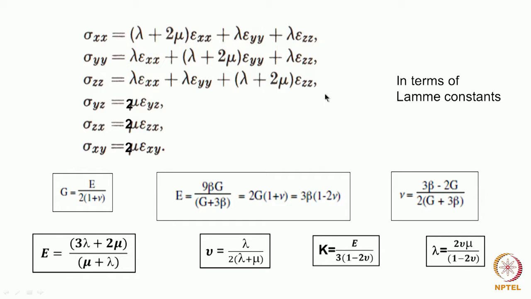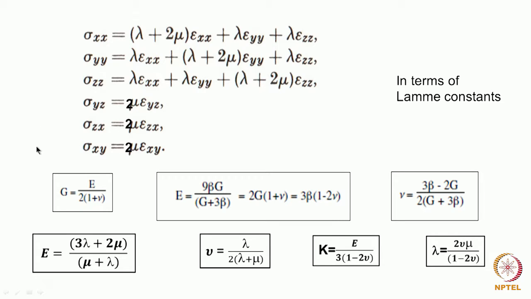Now we can see that sigma yz is given by 2 mu. Mu is the shear modulus. Twice mu it will come, because epsilon yz is nothing but the shear tensor, and the actual shear stress is going to be twice that. That is why this 2 comes into the picture. And lambda is called the Lamé constant.